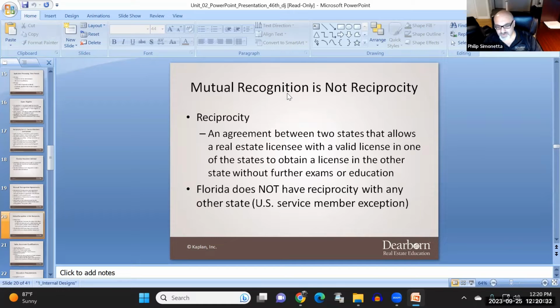The only time that works is the U.S. service member exemption that we talked about. If you're a service member, you get that. So Florida does not do that with any other state. You must take the 40-question test, or take everything. That's how that works.